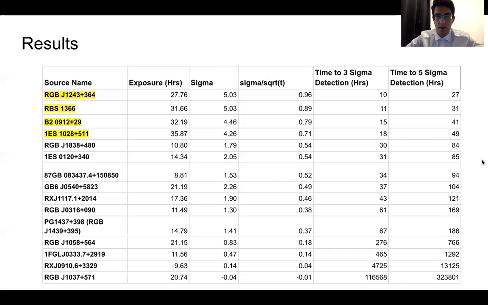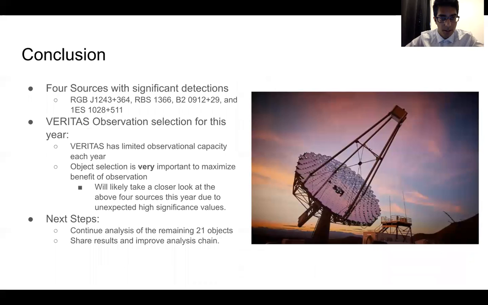Another important part of my results is that we were able to calculate approximately how much time it would take to detect at 3 sigma or 5 sigma each of these sources. And around 8 of these sources have the potential of being detected at this higher sigma or significance value with less than 25 hours more of Veritas observation. And so we'll get into the importance of this right now.